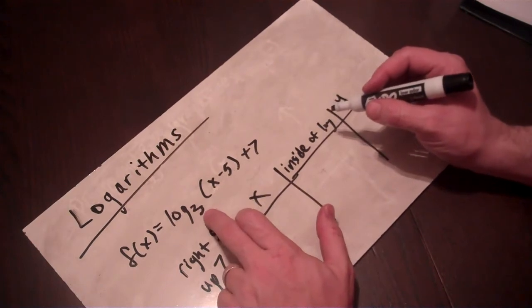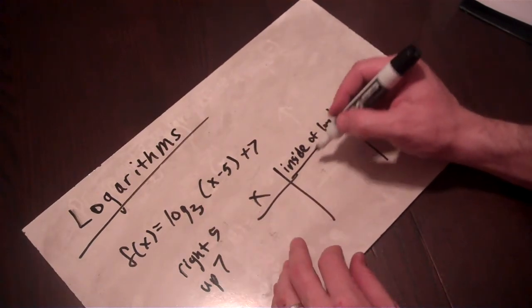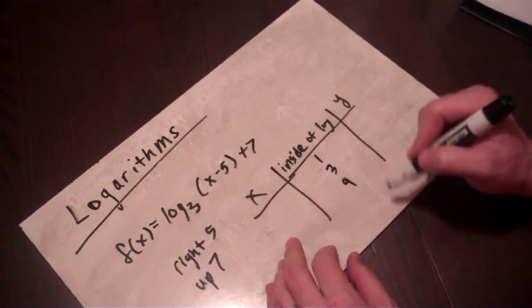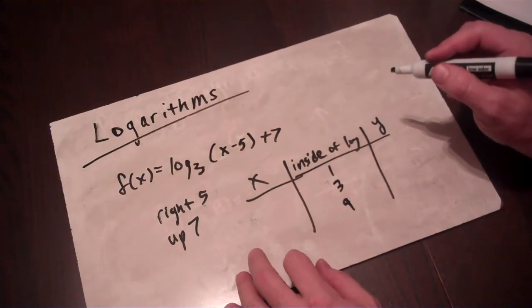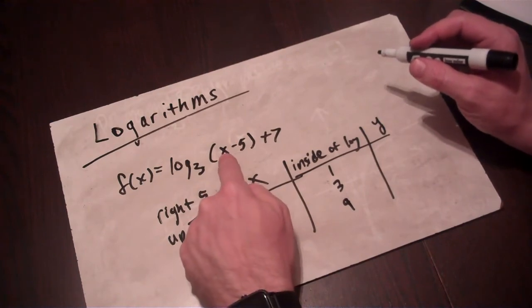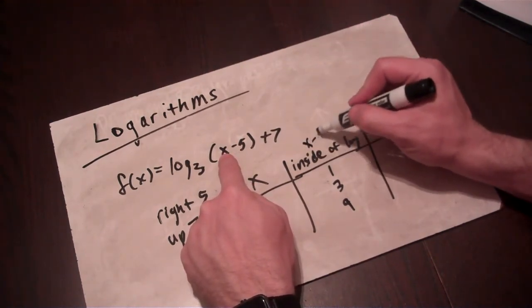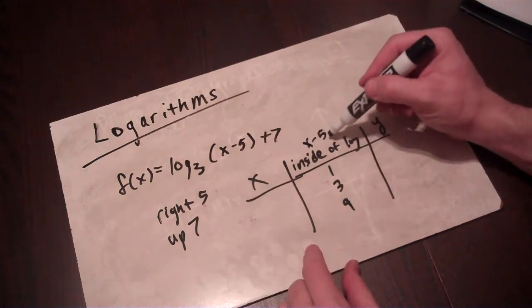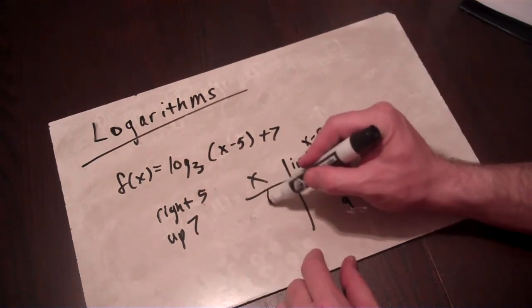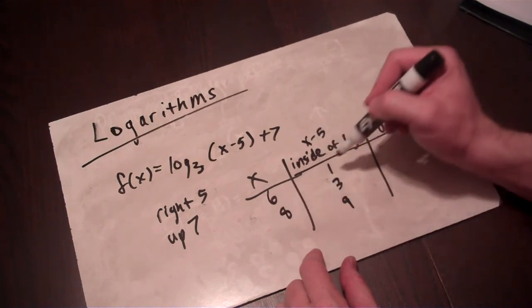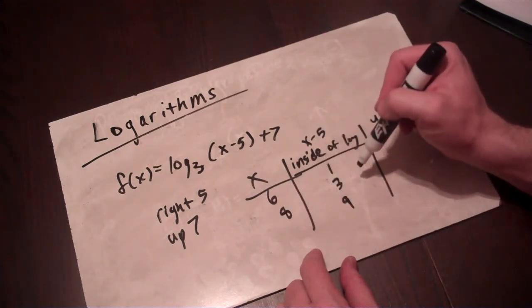I would like things that are powers of 3 inside the logarithm, so I would like things like 1 and 3 and 9. So when I plug in x, in order to get 1, I need x minus 5 to equal 1. If x minus 5 is equal to 1, then I can plug in x equal to 6. For x minus 5 equal to 3, I'll do 8. For x minus 5 equal to 9, I'll do 14.